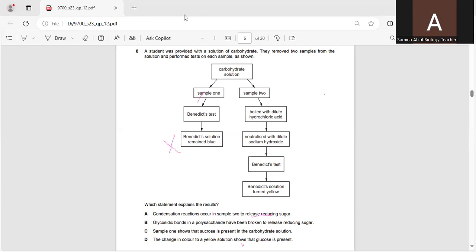It means reducing sugar is absent. Second sample, boiled with dilute hydrochloric acid. Yes, glycosidic bonds will be broken down over here.